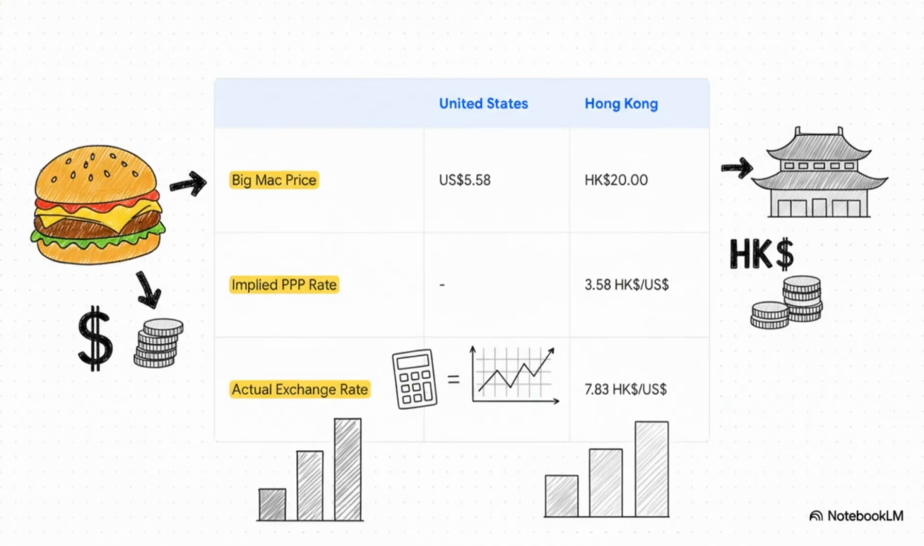Okay, so here's how it works in practice. In this example, a Big Mac cost $5.58 in the US and 20 Hong Kong dollars in Hong Kong. If you just divide the two prices, you get an implied exchange rate of about 3.6 Hong Kong dollars to $1 US. But look at the actual market rate at the time.